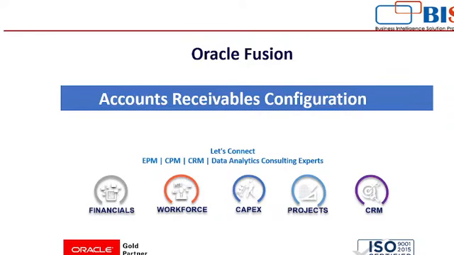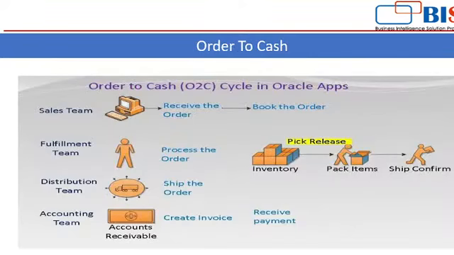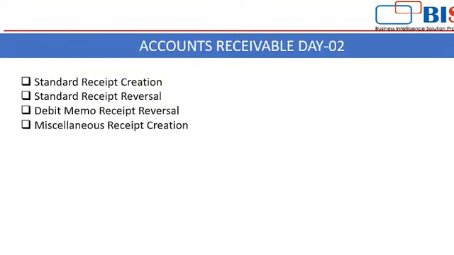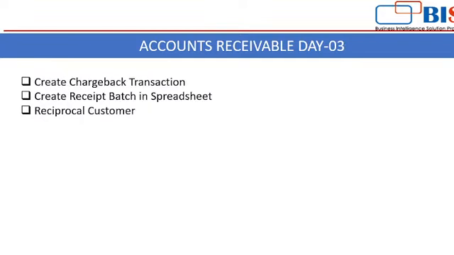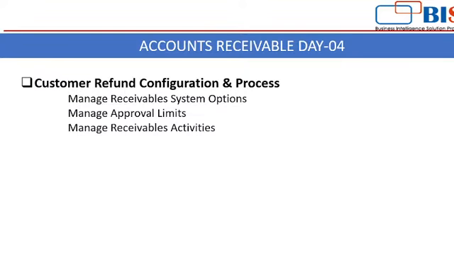So in the series of webinar, we discussed the topics for creation of standard invoice in the AR module in the Oracle Fusion application. Then we went through how to create the credit memo and debit memo. Then in the second session of this webinar series, we discussed the process related to receipts. Then in the third session, we discussed the chargeback transaction, receipt batch in a spreadsheet and reciprocal customer. And in the last session, we discussed the cross-currency receipt configuration, receipt write-off configuration and customer refund configuration.